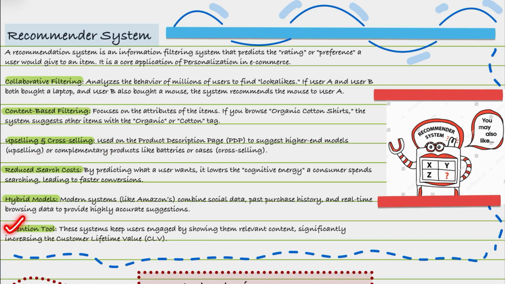And then we also have retention tools. So retention tools keep users engaged by showing them relevant content and significantly increasing the customer lifetime value. And also we have reduced search cost in the recommendation system. By predicting what the user wants, it lowers the cognitive energy the consumer spends searching, leading to faster conversion.